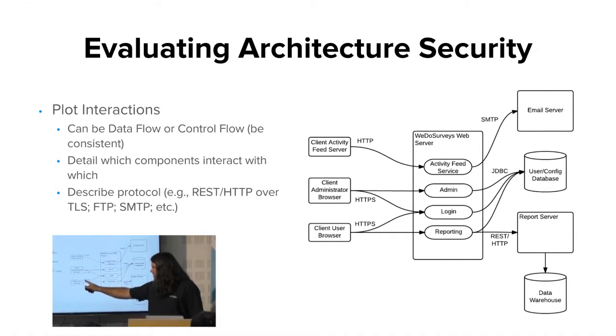For example, I do HTTPS between my client administrator browser and my client user browser when they go to log in, and when they go to the admin and reporting page respectively, they do this over HTTPS. When the client activity feed server, this is a fictitious system I put together that sort of resembles what Medallia does in concept, but this is not Medallia's architecture, I promise. Don't go home and start trying to hack us based on this. But here, client activity feed server sends batch uploads nightly, and it does it over, what, HTTP? At that point, you might start scratching your head and wondering, why do we do HTTP?